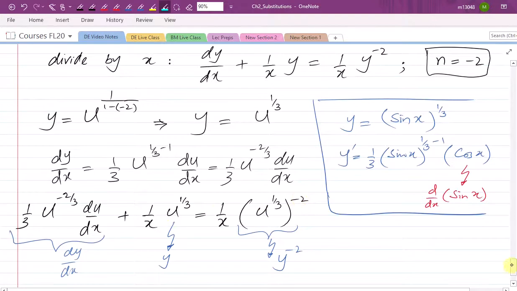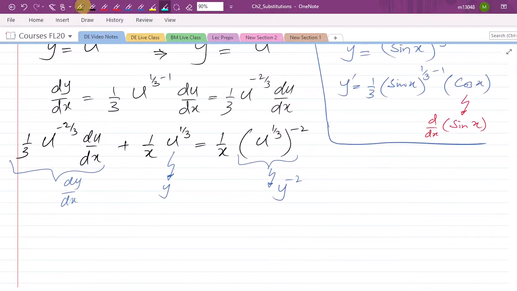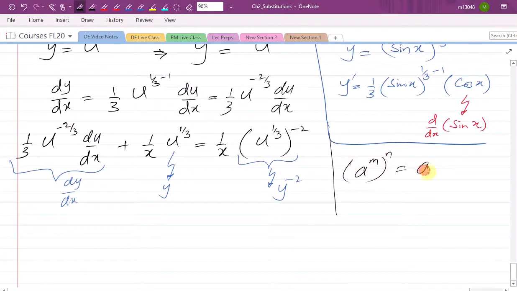Now we have to simplify this a little bit. The only simplification in this step is this power. You can multiply it inside using the algebra rule: a power m whole power n is a power m times n.